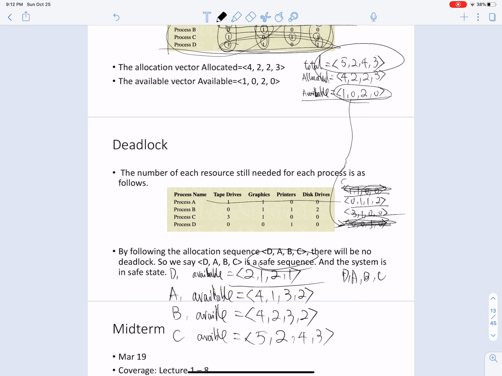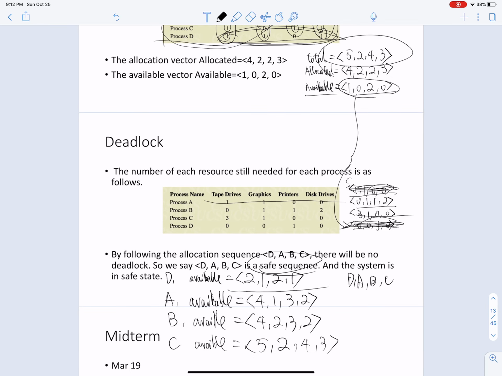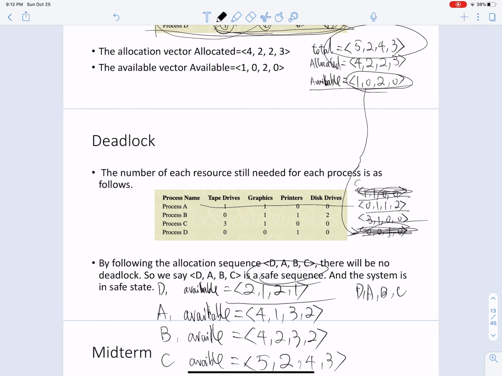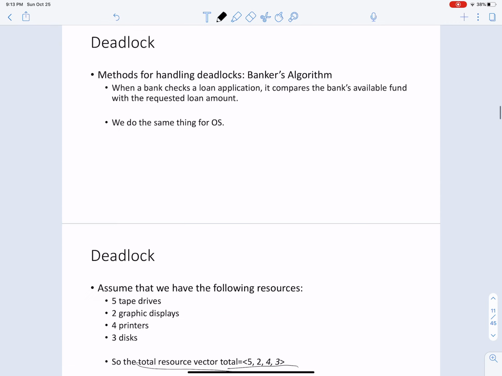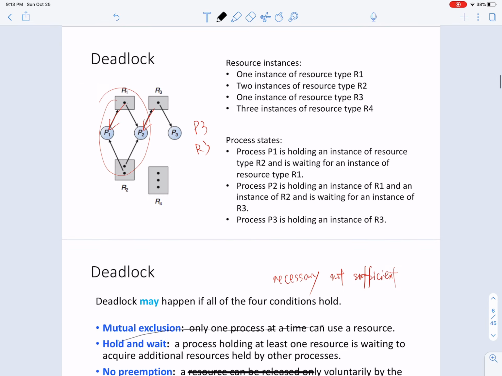It's a safe sequence because there is no deadlock, and then we see the current state of the computer is in a safe state. Okay, the current system is in a safe state because there is no deadlock. So this is how you can know if there is a deadlock or not. In order for you to better prepare for the midterm deadlock part, pay attention to these 4 conditions as well as the banker's algorithm. Go through the procedure that I went through over here. So this is the deadlock algorithm.